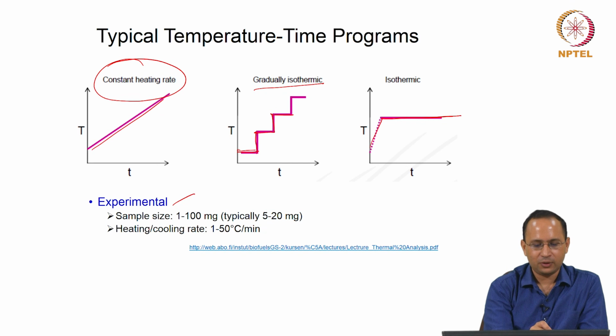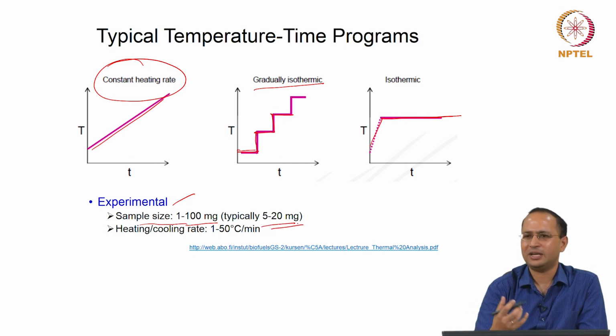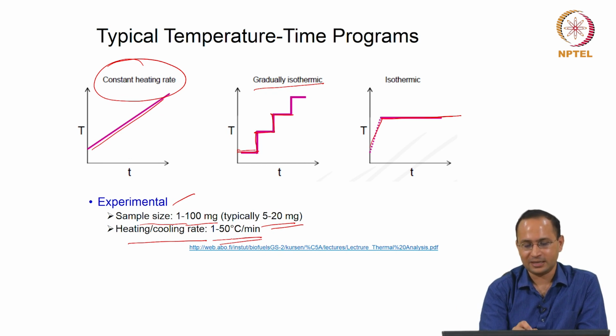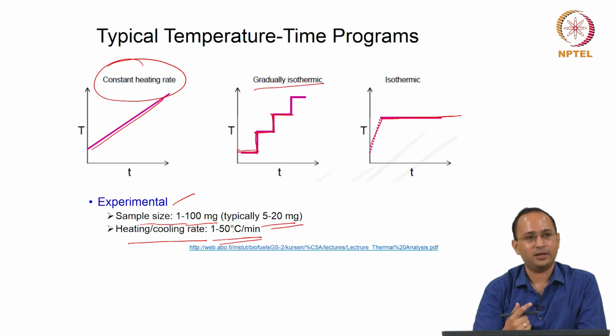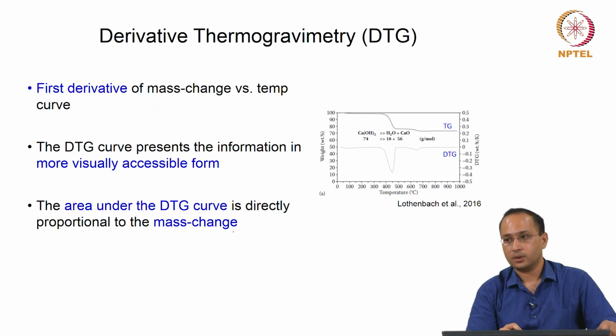So experimentally, the sample size we are talking about is milligrams, 1 to 100 milligrams can be used easily, and usually for cement we use 20, 25, 30 milligrams. The heating and cooling rate depends on the application, but you can vary it from 1 to 50 degrees C per minute, no issue. In 1 minute you can change the temperature by up to 50 degrees Celsius easily. Typically we go to 1000, 1100 degrees Celsius.